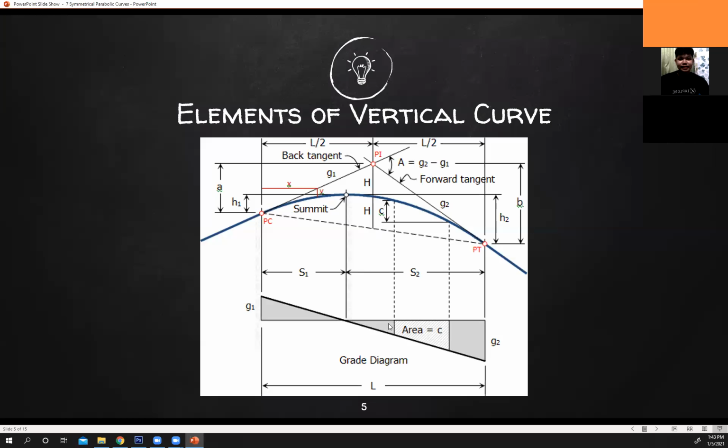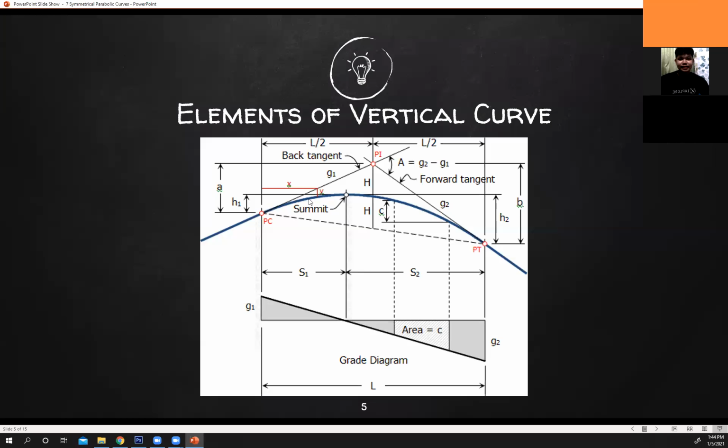Okay, so that's it. Next, we have what we call your grade diagram. This is sometimes used to figure out elevations or points or stationing of your curve. So let's start here at the left. G1 is a positive grade line because it's upward, positive slope. And on the right, you have G2, it's a negative slope. So therefore here, at PC, slope is G1.